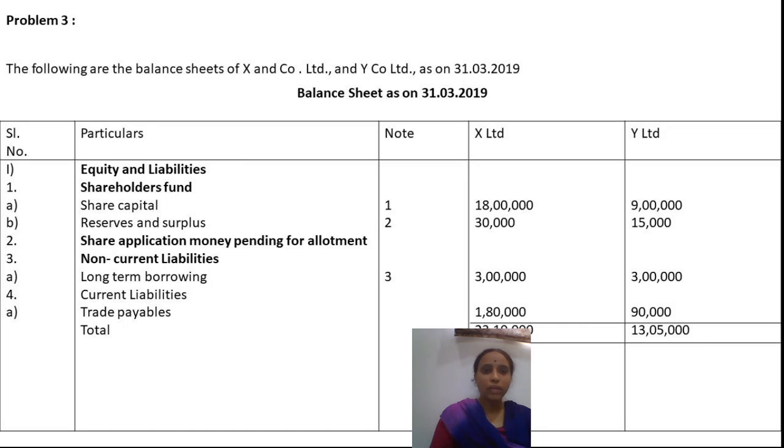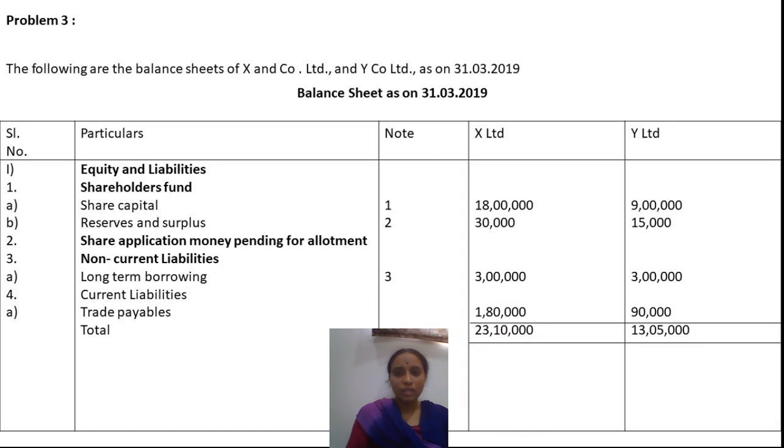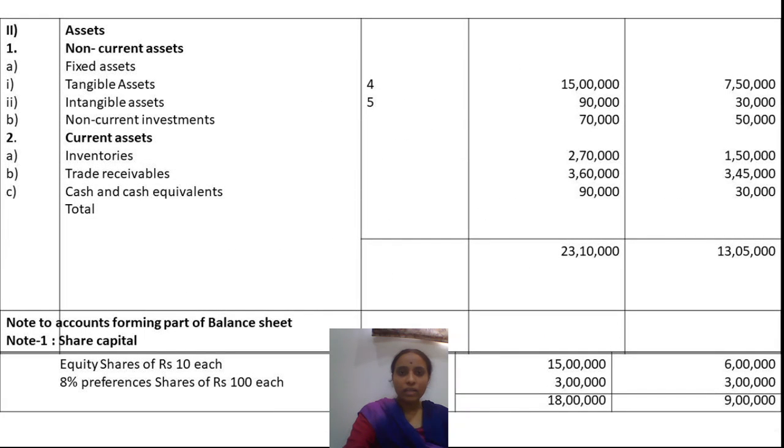The following are the balance sheets of X Limited and Y Limited as on 31st March 2019. Share capital is given for X and Y. Reserves and surplus, long-term borrowings, and trade payables are there. The total liabilities side is 23 lakh 10,000 for X Limited and 13 lakh 5,000 for Y Limited.